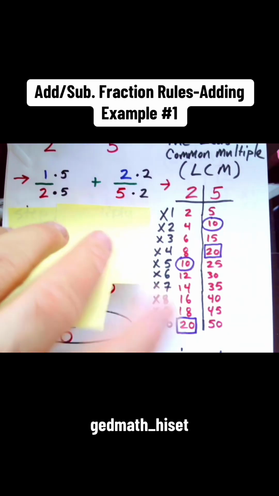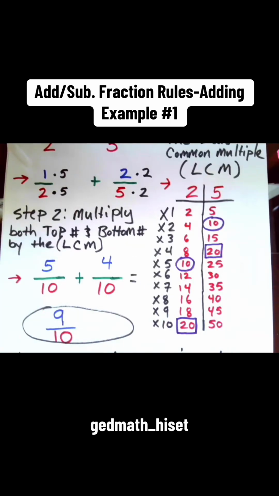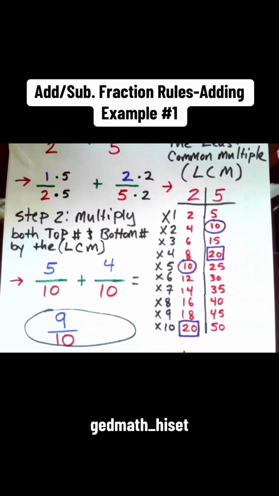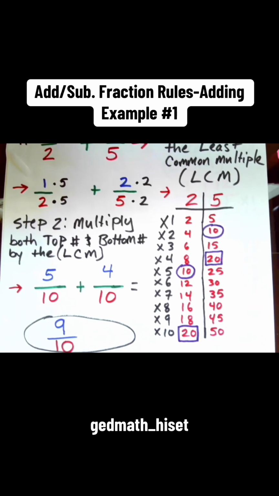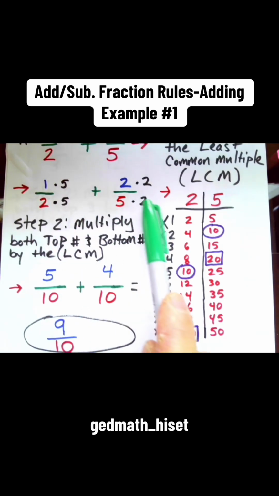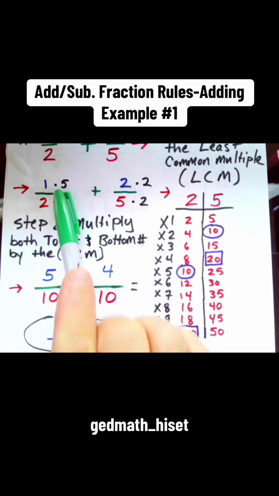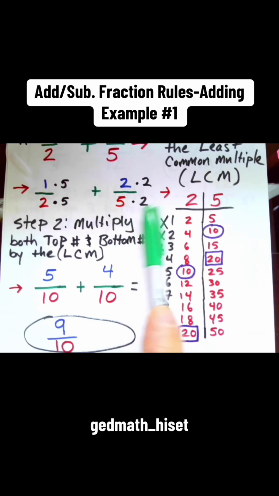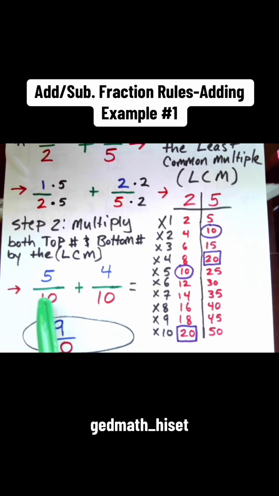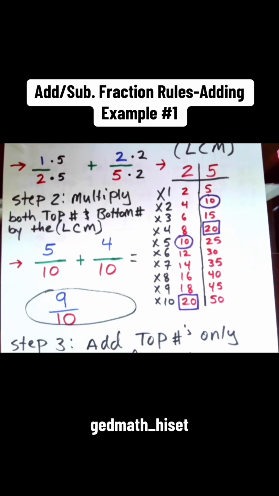So step 2 would be to multiply both top and bottom by the least common multiple. Again, what you do to the bottom, you have to do to the top. 1 times 5 is 5. 2 times 5 is 10. Plus. 2 times 2 is 4. 5 times 2 is 10. Do we have the same common denominators here? We do. Absolutely. Now we can add the numerators or the numbers on top. 5 plus 4 is 9.